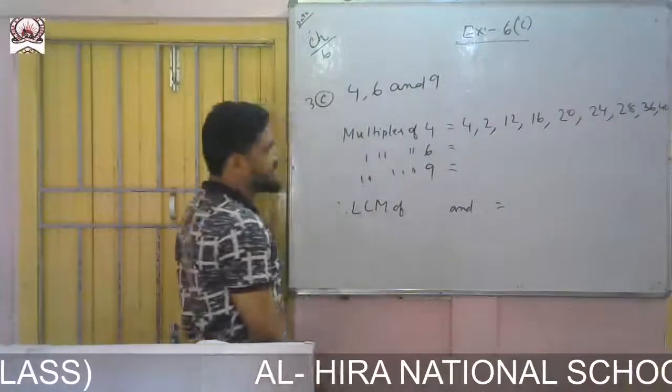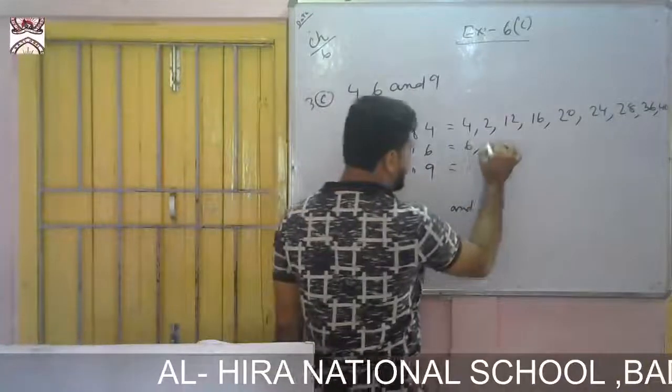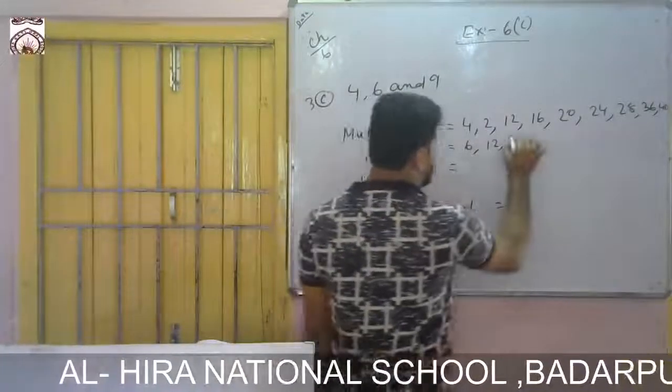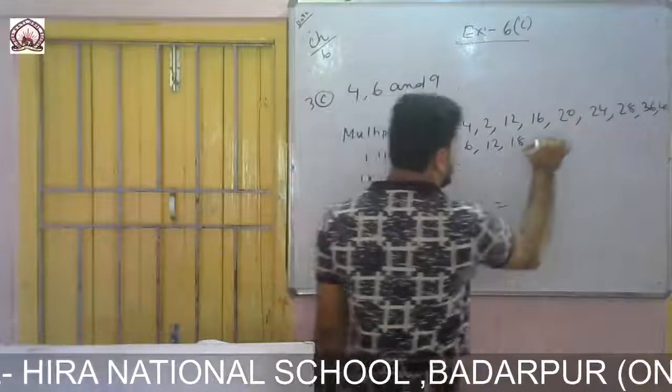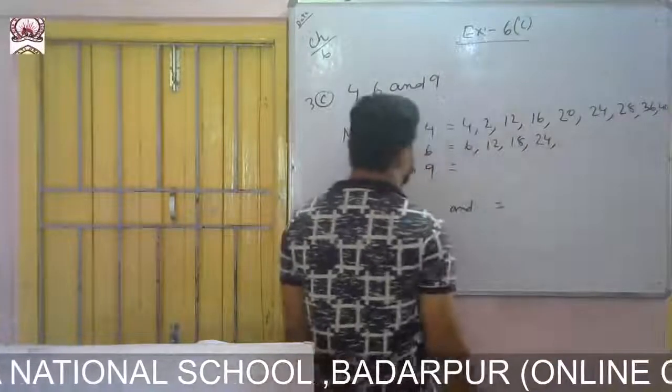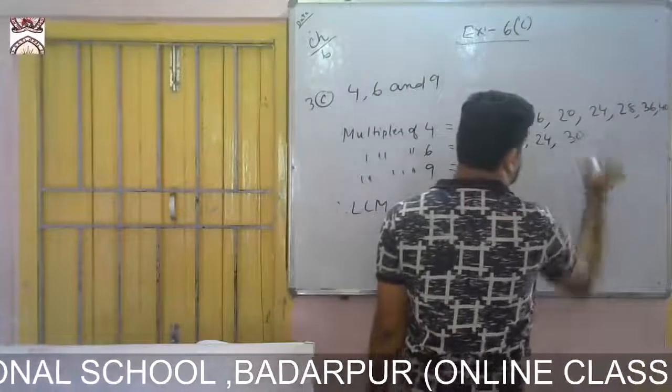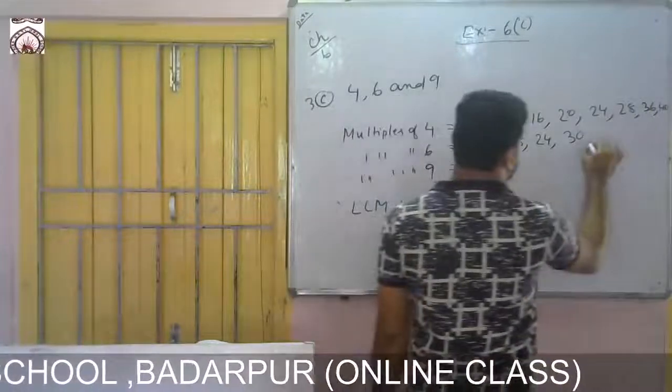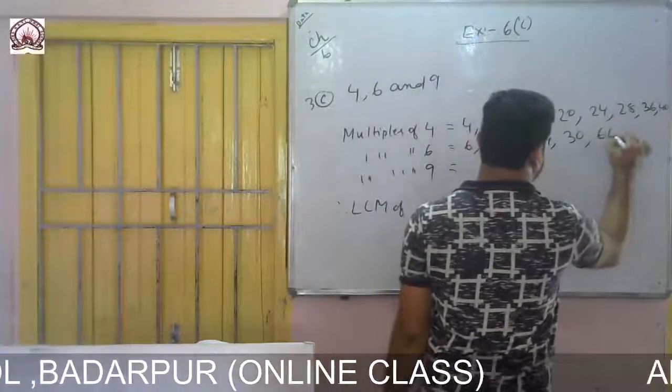Then 6. 6 1s are 6, 6 2s are 12, 6 3s are 18, 6 4s are 24, 6 5s are 30, and 6 6s are 36.